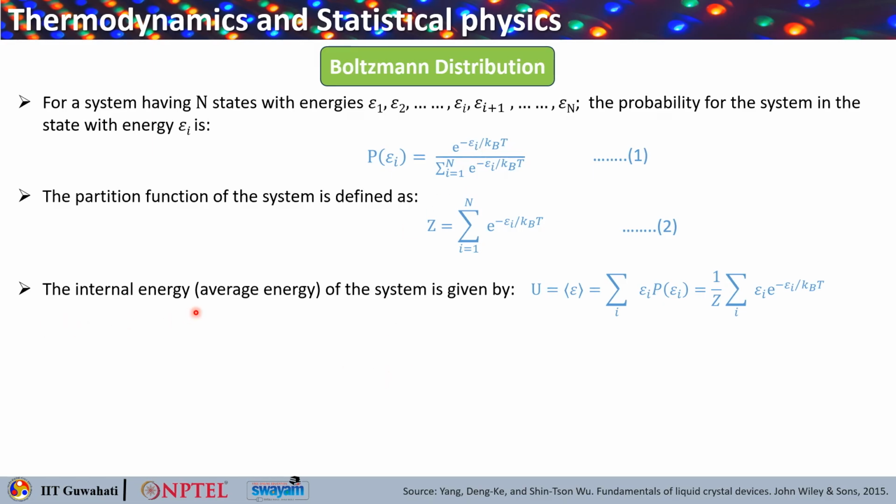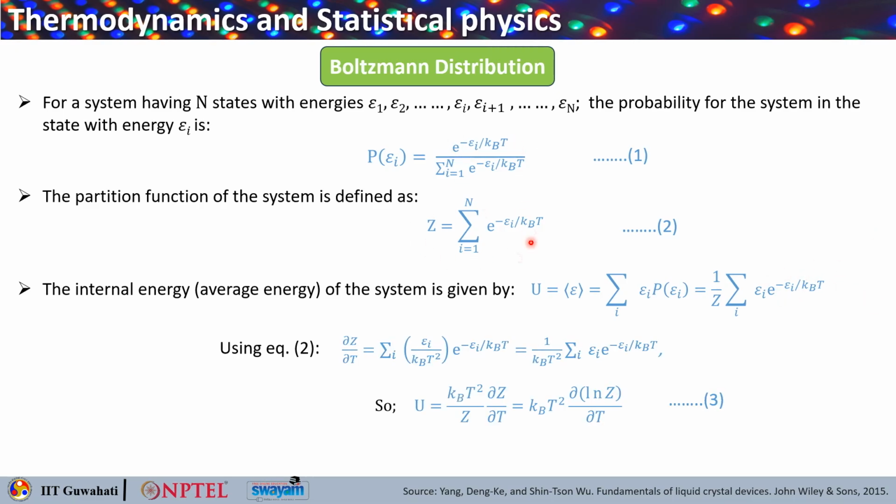So, the internal energy or the average energy of the system can be given by capital U, which is basically the average of this energy. Okay. So, that can be computed as sum of epsilon i P of epsilon i. So, here the denominator can be taken out as 1 over Z, that is the partition function, and you are left with epsilon i times this numerator, which is coming here. Okay. So, if you use this equation 2, you can write dou Z by dou T. Okay. So, if you do the first derivative, you get this one.